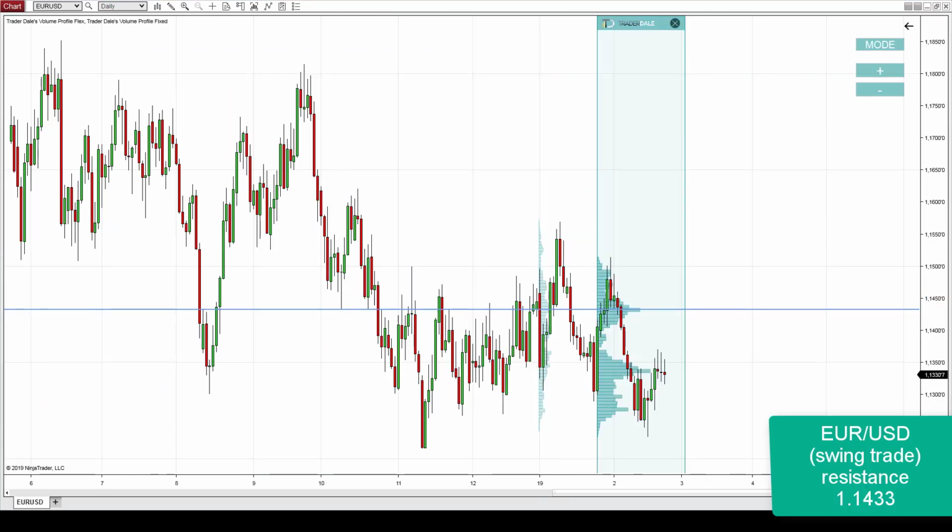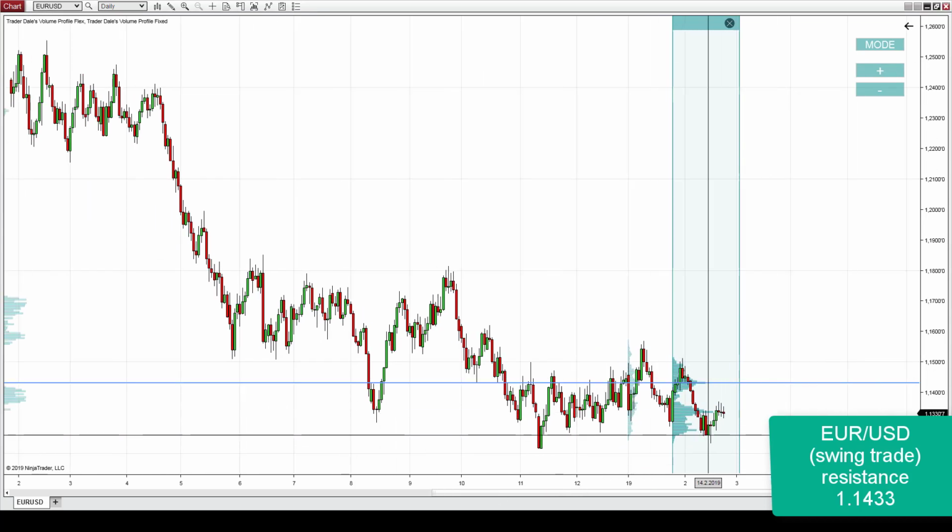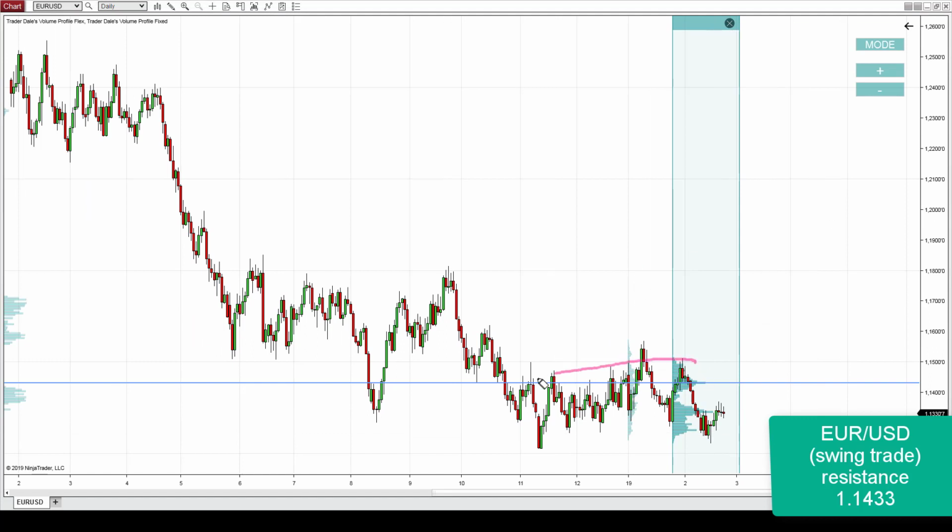Let me now show you a swing trade idea for this week. It's on the euro dollar. So before you can see a daily chart of the euro dollar, and as you can see, there's a pretty long rotation on the euro.